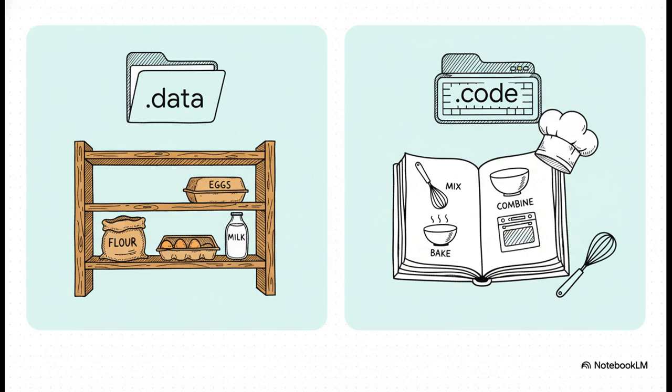Oh, and those words with the periods in front, like .data, those are called directives. Just think of them as little notes for our chef's assistant, which is the assembler, telling it how to set up our kitchen before we start cooking.